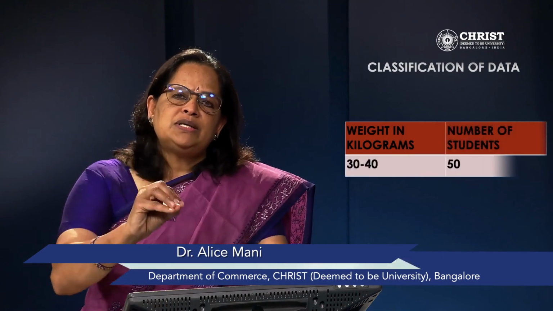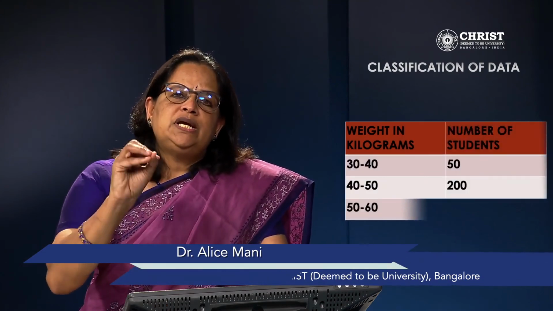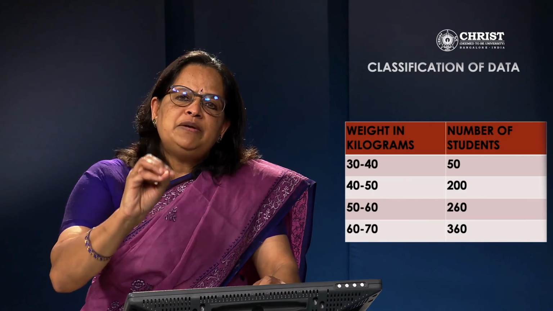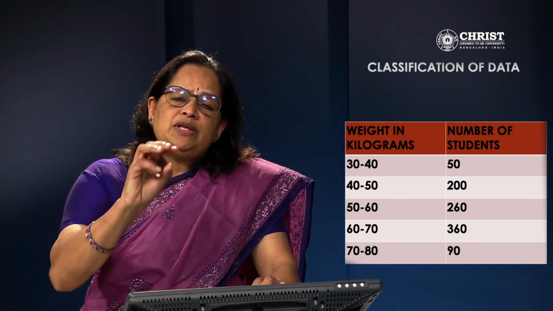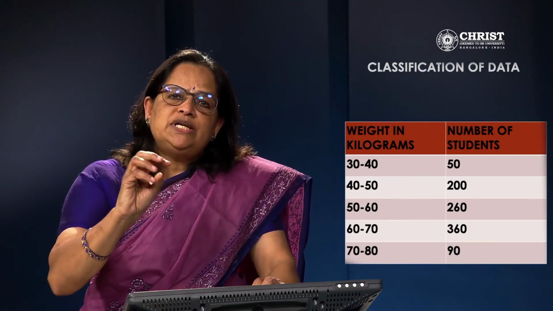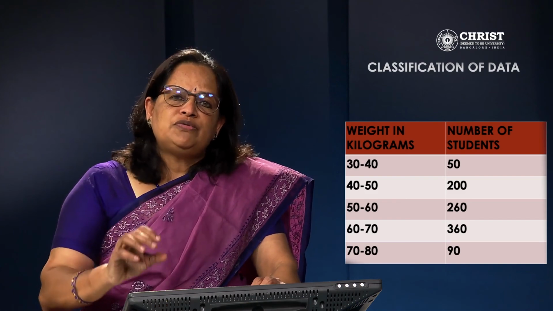Now if you see that example, I have given one table, weight and the number of students. Here you have to remember the variable is the weight. It's not the marks, it's the weight. So the weight of students is the variable and the frequency is the number of students.